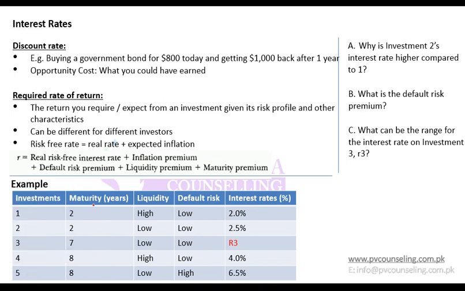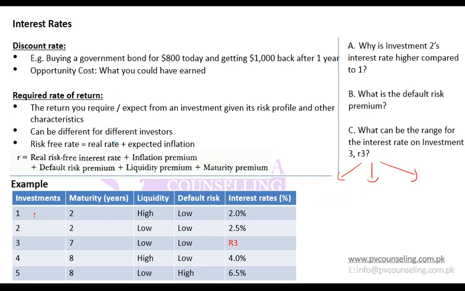So anyone with the answer? 4. Because the liquidity in investment 2 and 5 is the same. Liquidity in 2 and 5 is the same, but maturity is different, so there needs to be a maturity premium as well. Okay, so you will break it down into components.